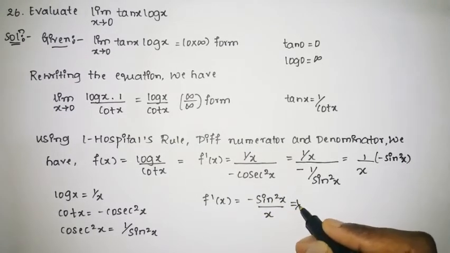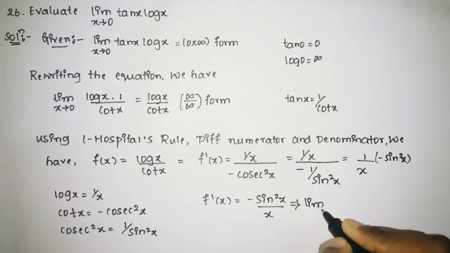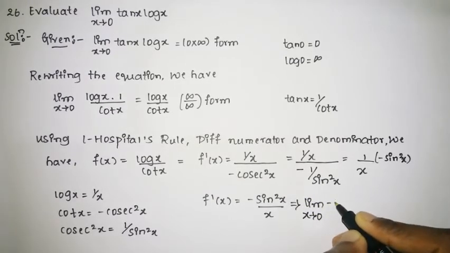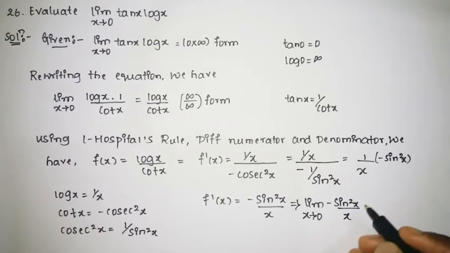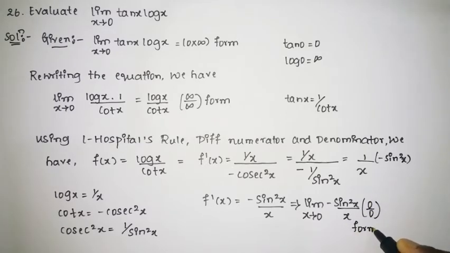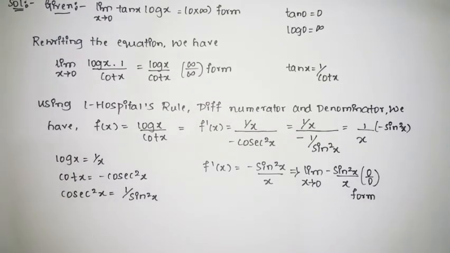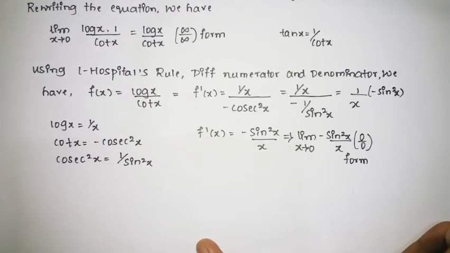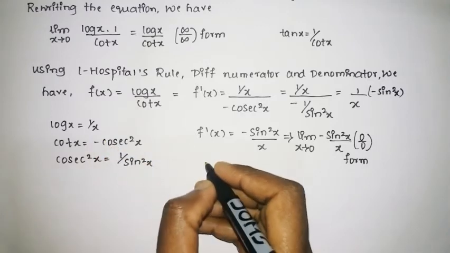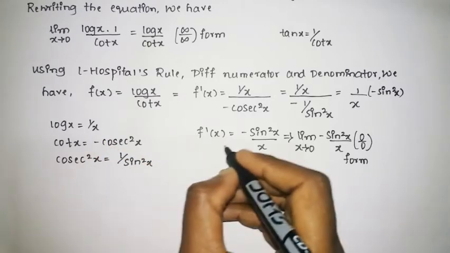So now again check by substituting the limit as x tends to 0. So limit as x tends to 0 of minus sin square x divided by x. So we know that sin 0 is nothing but 0, and here x is also 0. So we have reduced it to 0 by 0 form. So now we shall differentiate once again and then we shall directly apply the constant value.